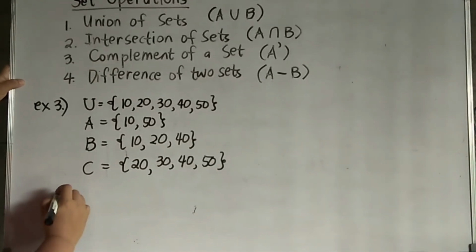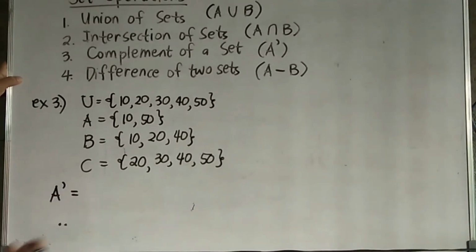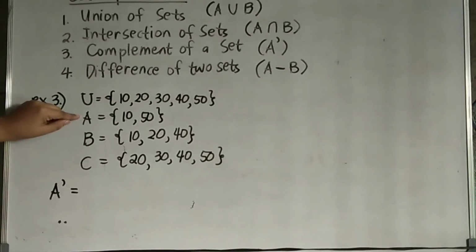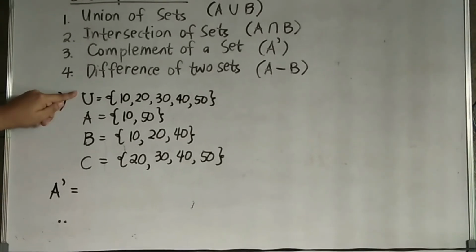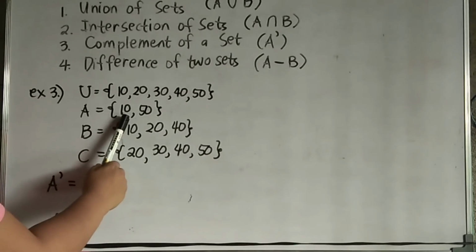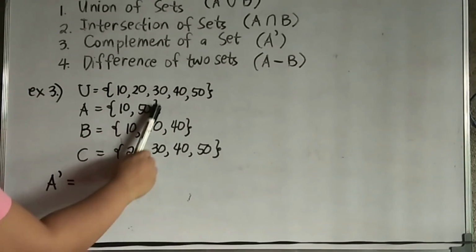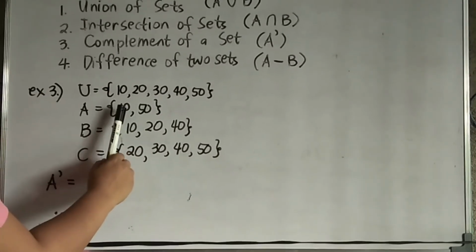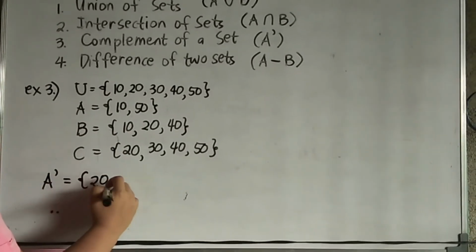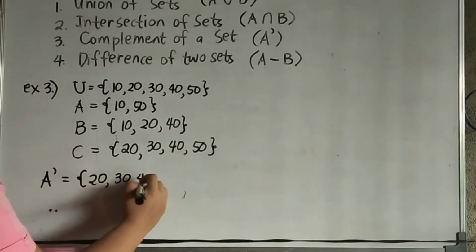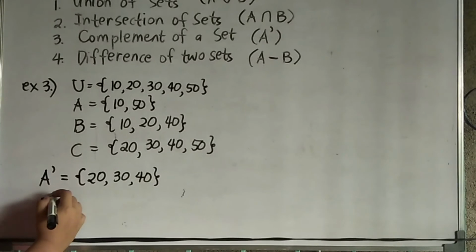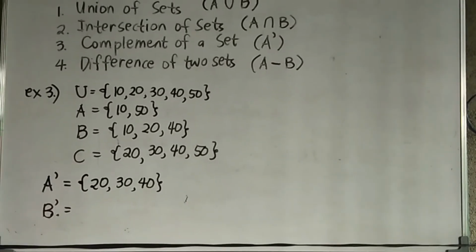Now, if we are going to find the A complement or the complement of A, ang ibig sabihin po ng complement ay mga elements na matatagpuan sa universal set na wala sa given set A. So, kung si set A po ay may lamang 10 and 50, alin po dito ang wala sa A na matatagpuan sa universal set? And those are 20, 30, and 40. So, ganun lang po kasimple ang complement. Alin yung nawawala sa set na matatagpuan sa universal set.